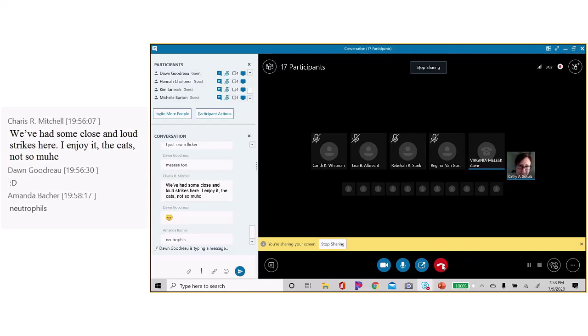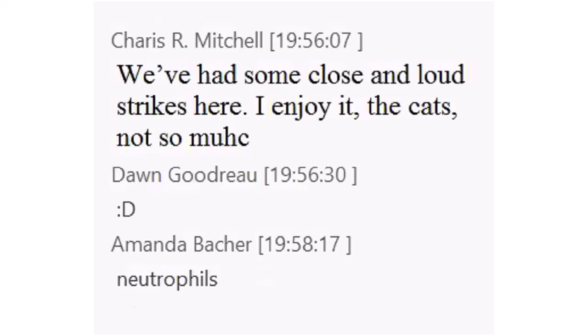you skipped a lot there, Amanda. So our neutrophils, the vascular phase is what allows us to get to the cellular phase, which is the neutrophils.